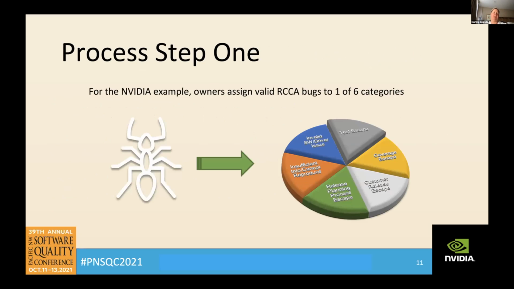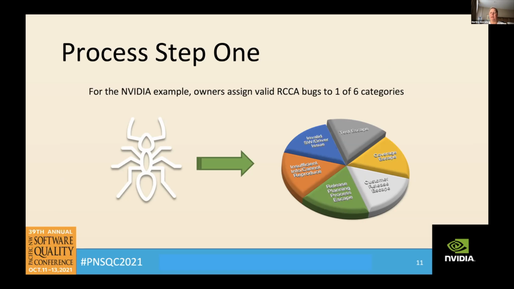So again, just to break this back down, I talked about process step one, using our NVIDIA example, obviously. A bug comes in, I filter out the noise, and I assign. Here, I'm focusing on, there are many more categories, and I'll talk about those later on in the slide deck. But the ones that we very much zone in on are these six, right?